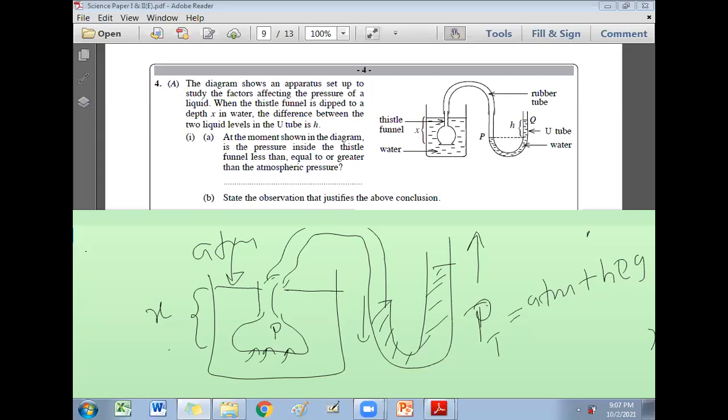State one observation that justifies the above conclusion. The question word is observation, so the answer is an observation. You have to write the observation which confirms the previous one, which confirms the part A answer. Any volunteers? Ayad? Increase in the water level at section Q.